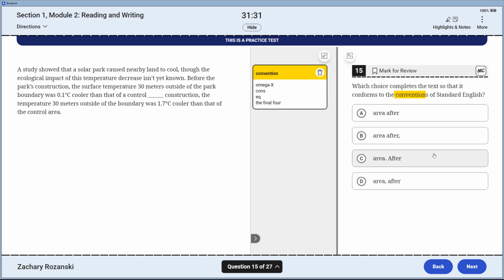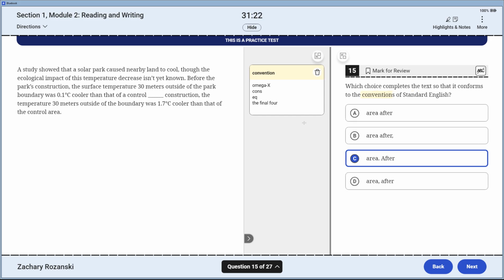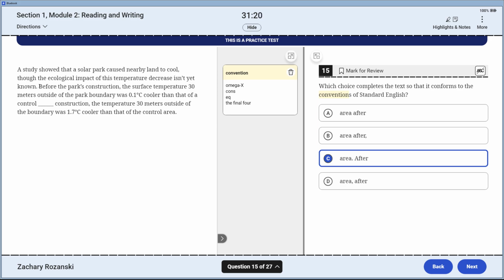Woof. Not a good look for the strategies, but in an environment like this where I'm giving it a period, I know how to check for complete sentences, so I'm going to go looking for complete sentences. I see on the left side, before the park's construction, the surface temperature 30 meters outside of the parkway was cooler than that of the control area. I could use a period there, and I like the way that feels. I have my subject, surface temperature, was, and then on the right side, I'm going to check this after construction. That's chill, right?